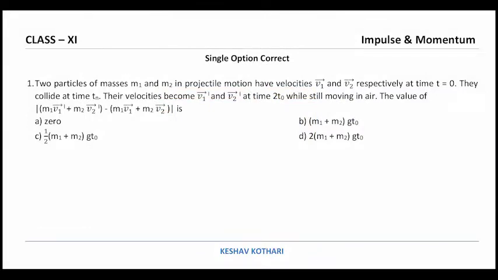Let us begin with the problem solving on impulse and momentum. So we are dealing with the first problem. Two particles of masses m1 and m2 in projectile motion have velocities v1 and v2 respectively at time t equals 0. They collide at time t naught. Their velocities become v1 dash and v2 dash at time 2t naught while still moving in air. The value of m1 v1 dash plus m2 v2 dash minus m1 v1 vector plus m2 v2 vector is.